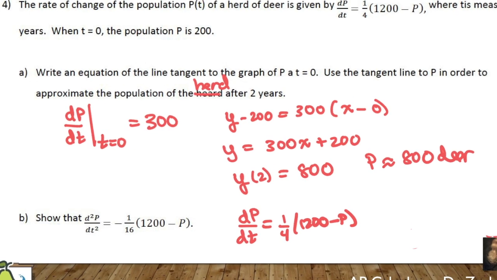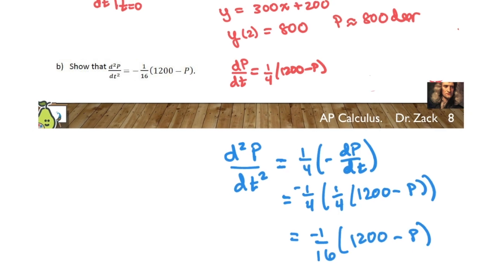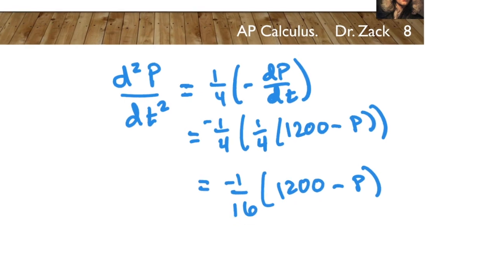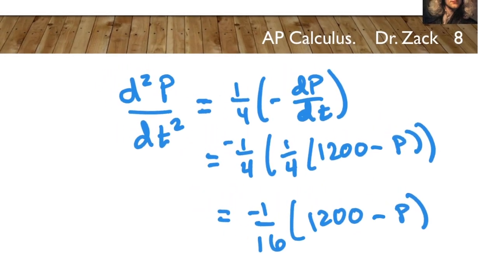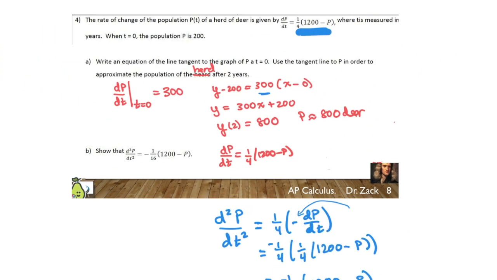Question number 4, fabulous little problem. First, part A, you had to write the equation of a tangent line. And using the derivative that was given to you, you were able to find the slope. Once you have the slope and substitute in your points, 0 with 200, you're able to estimate the population of the deer. For question B, show that the second derivative is equal to that expression. So when you find the second derivative, you'll notice that you have negative dP/dt, and then substitute.